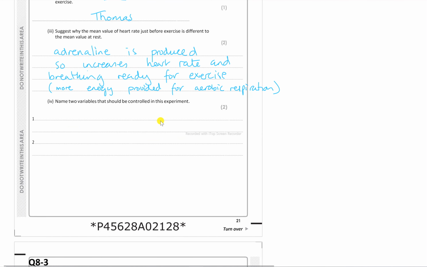Okay, name 2 variables that should be controlled. Right, so remember we said there's 3 types of variable.